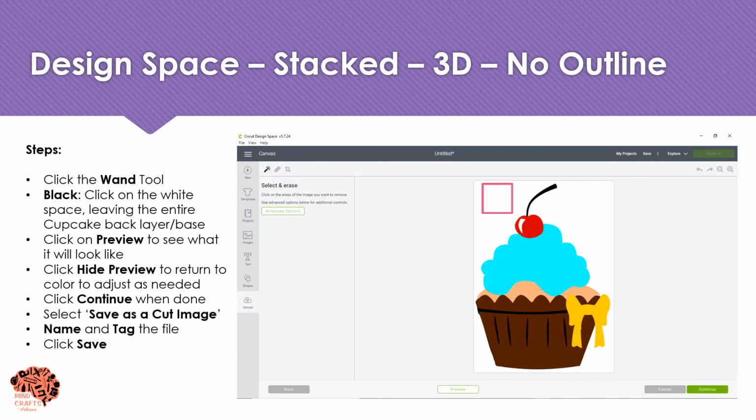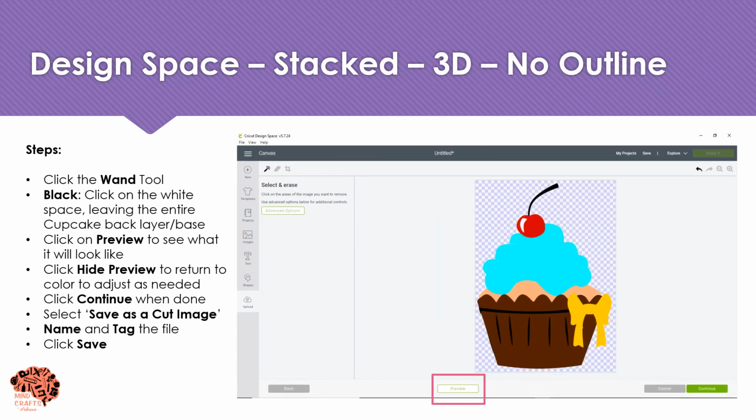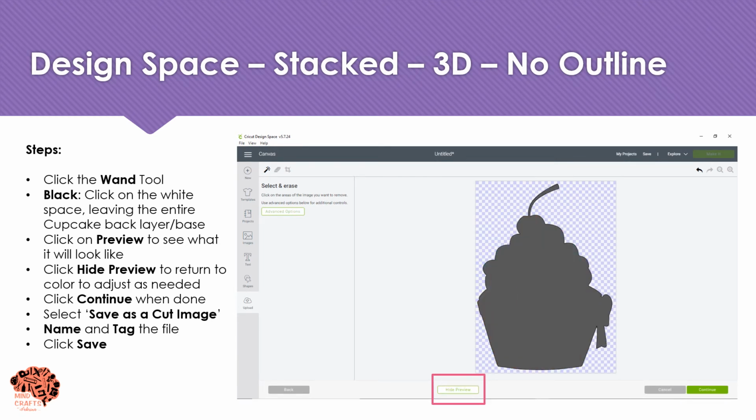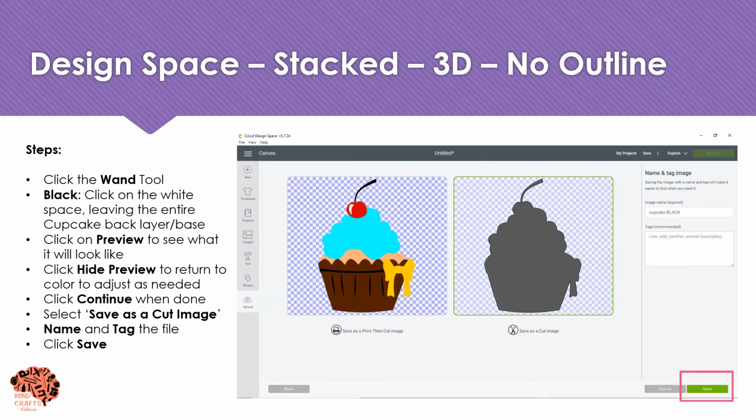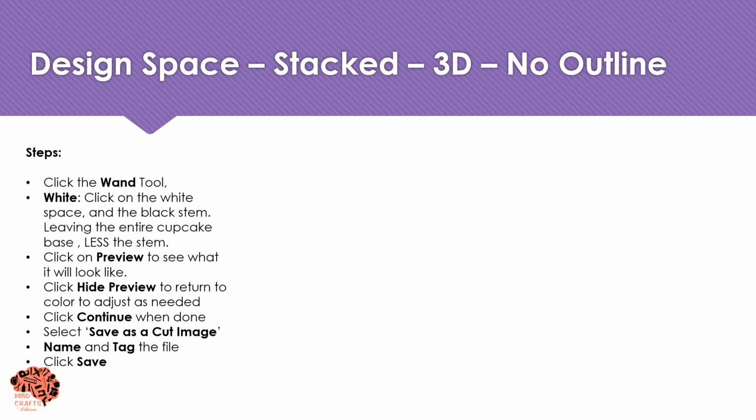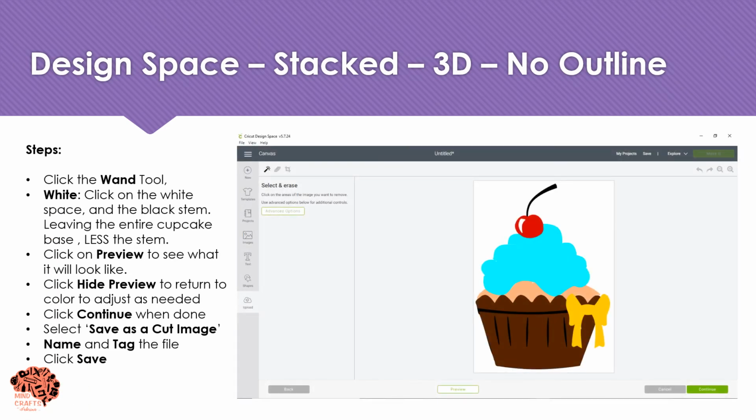First things first, we're going to use our wand tool and we're going to select the white space, leaving the entire cupcake base. Click on preview to see what it looks like. Hide preview to return back to color and adjust as needed. Click on continue when done and save it as a cut image. Name and tag and then click save to save your file. Remember, you're going to do this for each color.